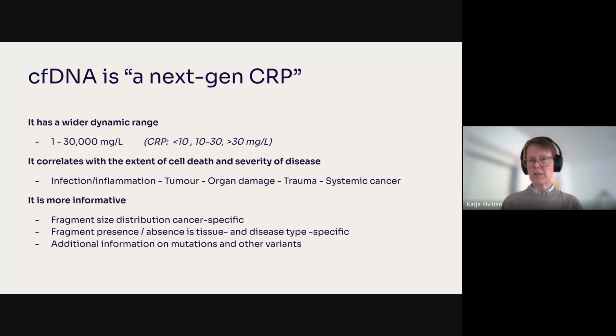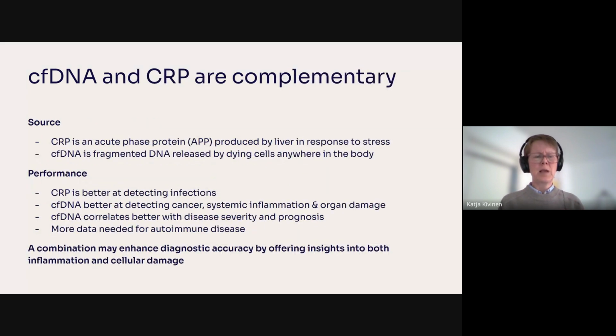We can find mutations, we can find other variants that will give us additional information. So it's rather useful, but still I think these are complementary. So if we think of a CRP, it's one of the acute phase proteins produced by liver. And this is in response to stress. So the stress could be an infection, it could be inflammation or something else. But it's produced by liver, whereas cfDNA is just fragmented DNA. It comes from all the dying cells anywhere in the body.